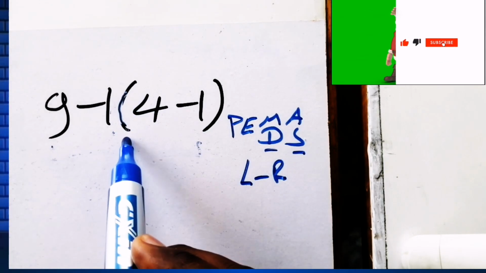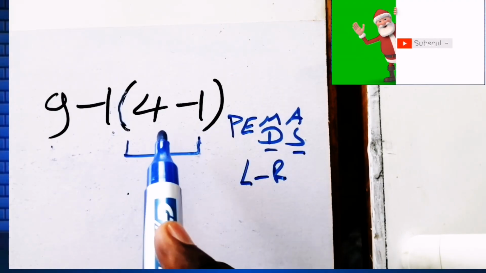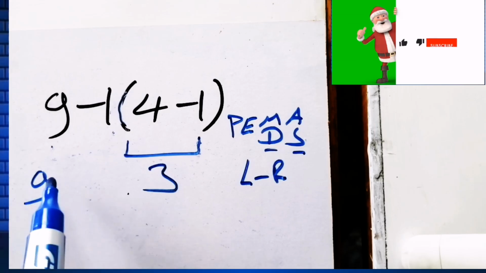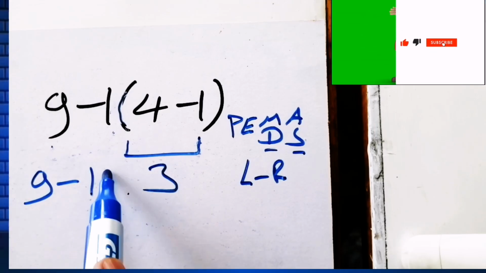Therefore, according to PEMDAS, first we have to do this parenthesis. Inside the parenthesis, 4 minus 1 which equals 3. Then 9 minus 1 times 3.